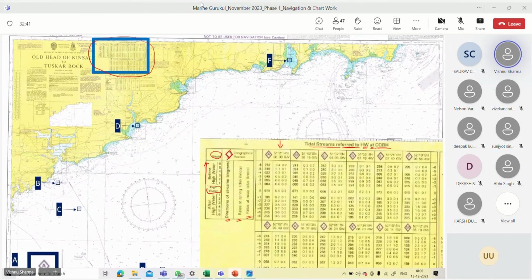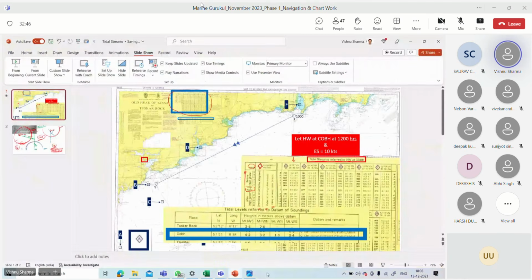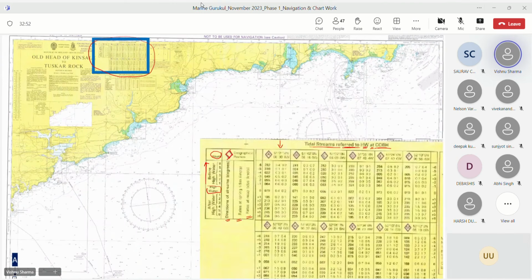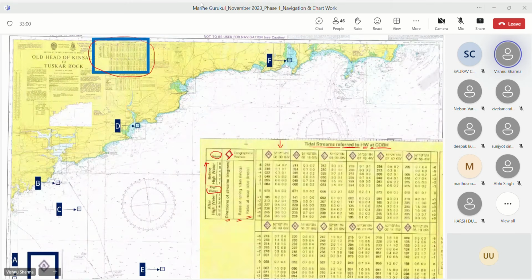So let me just remove this toolbar. Okay. A, B, C, D, E, F. So these stations are there. You can see them on your charts also. You can identify them with the positions I have marked here, easily. Can you see them on your chart, Peter? These locations marked, these diamonds. Yes, sir.